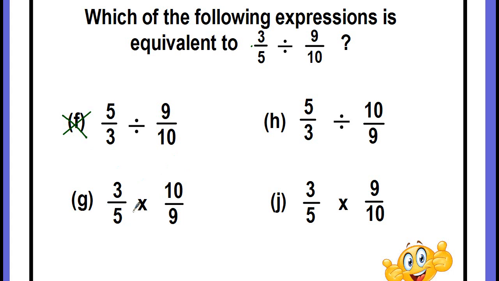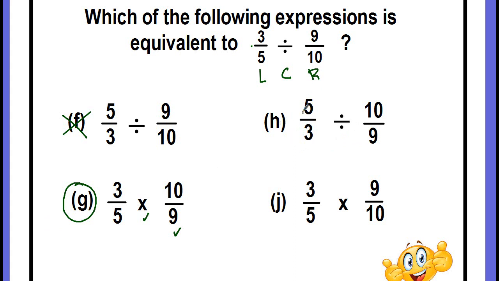Okay, what did G do? G's changed it to multiplication, so it says 3/5 multiplied by, and instead of 9/10, they flipped it and said 10 over 9. Well, is that the same thing as doing LCR, leave, change, reciprocal? Leave the 3/5 alone. Yep. Change the division to multiplication. Yep. And the reciprocal of 9/10 is 10 over 9. Yep. So this is our answer.